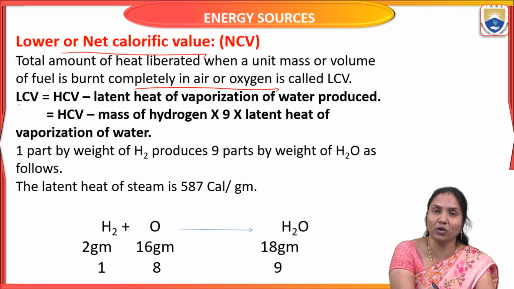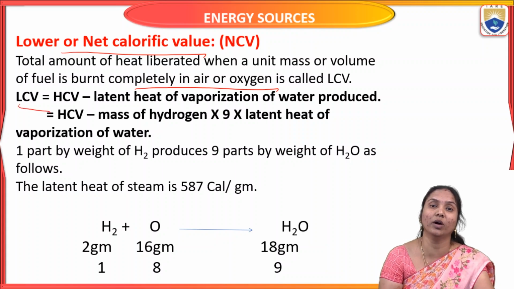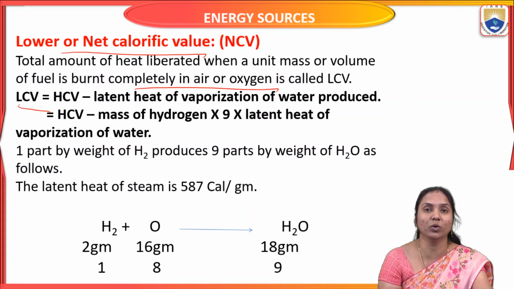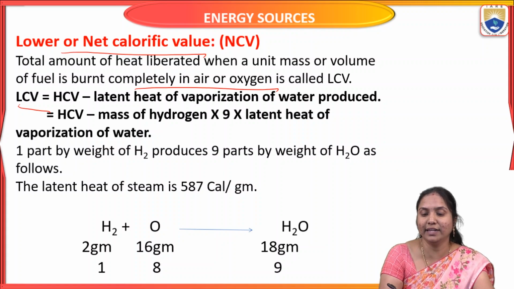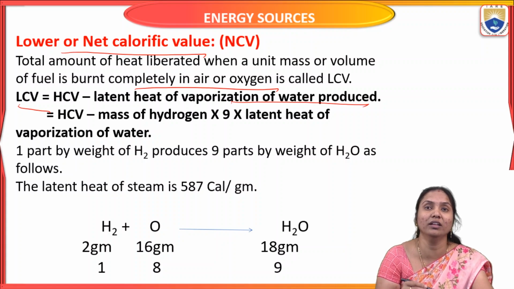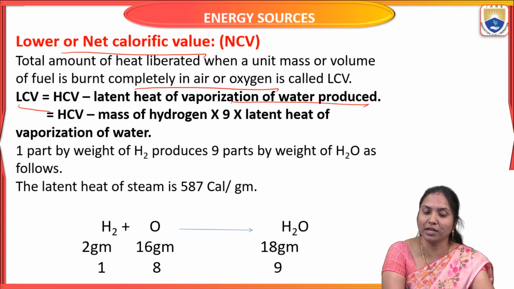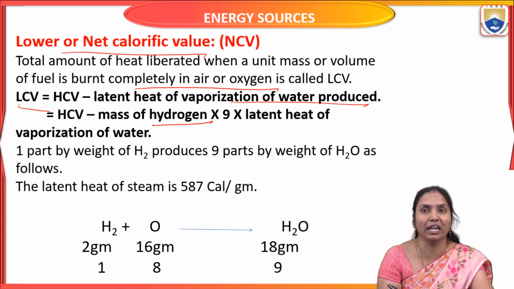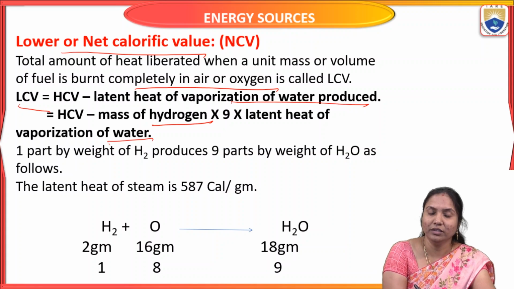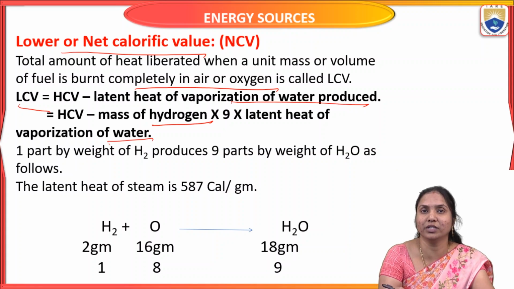So how can you calculate this lower calorific value or net calorific value? It is equal to HCV minus the latent heat of vaporization of water produced. We remove this from the HCV. So LCV equals high calorific value minus mass of hydrogen into 9 into latent heat of vaporization of water formed. What is the meaning of mass of hydrogen into 9?